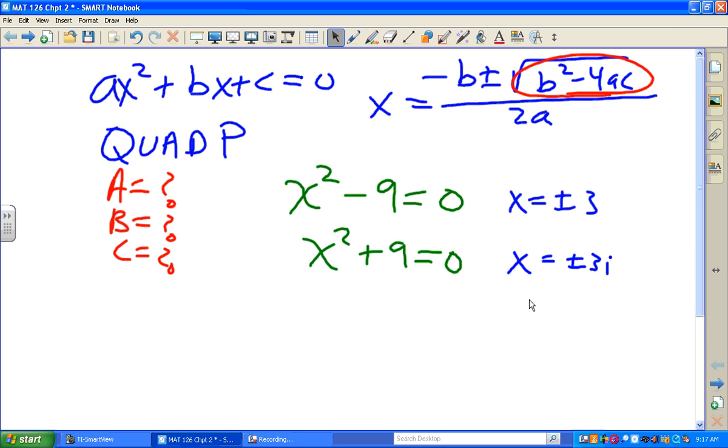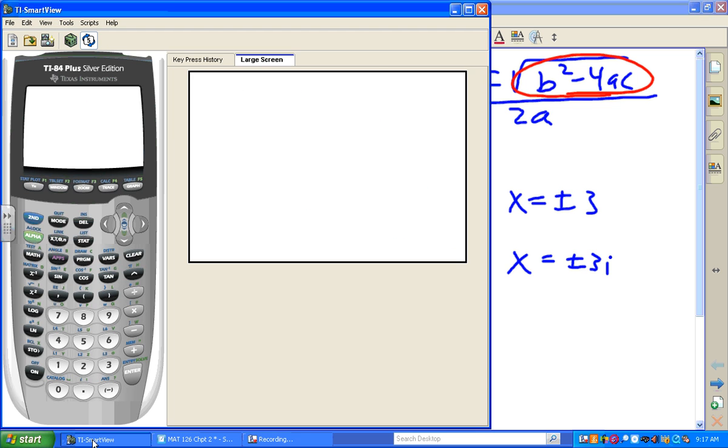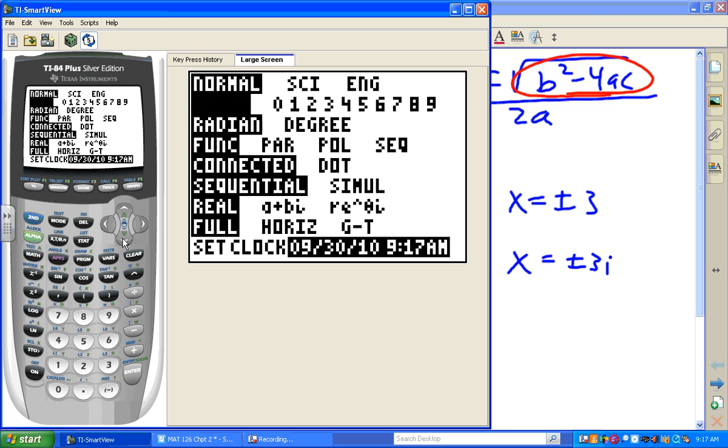So I'm going to go back to my calculator. I've never done the quadratic program in complex mode. I'll try it once just for fun. Mode.